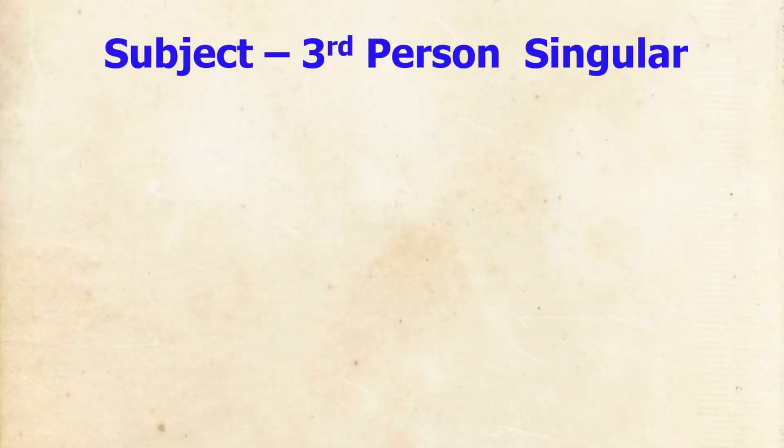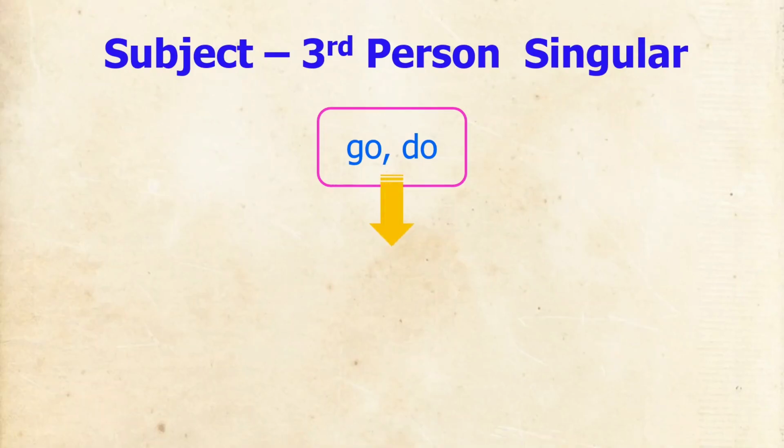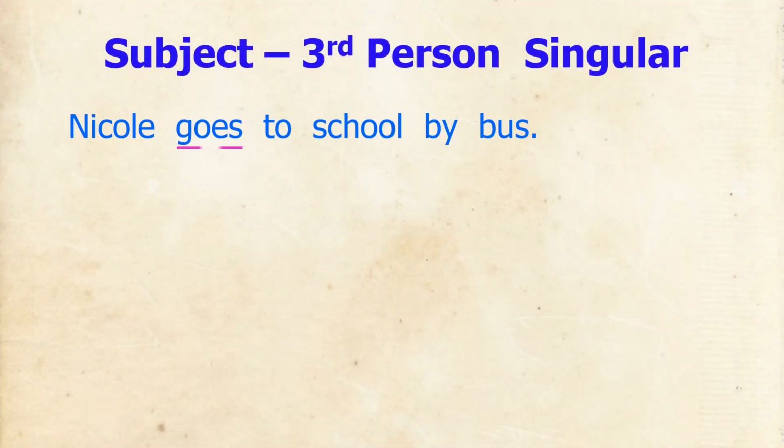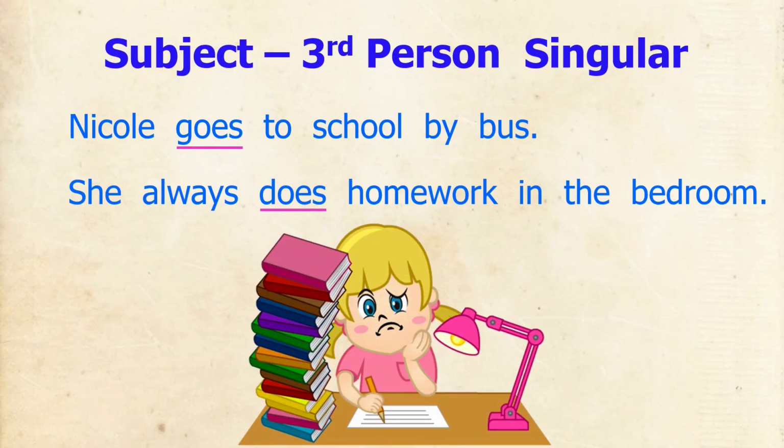For the words go and do, we add es. Let's see some examples. Nicole goes to school by bus. She always does homework in the bedroom.